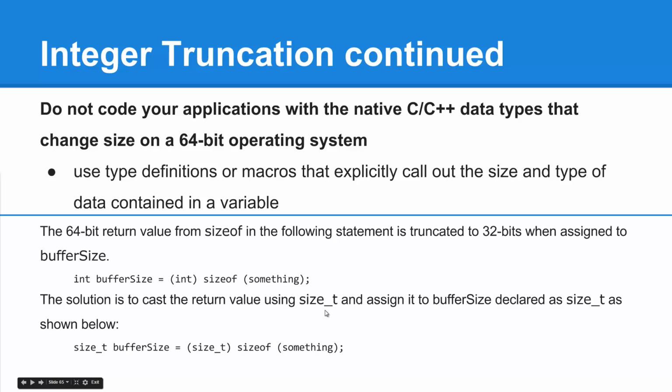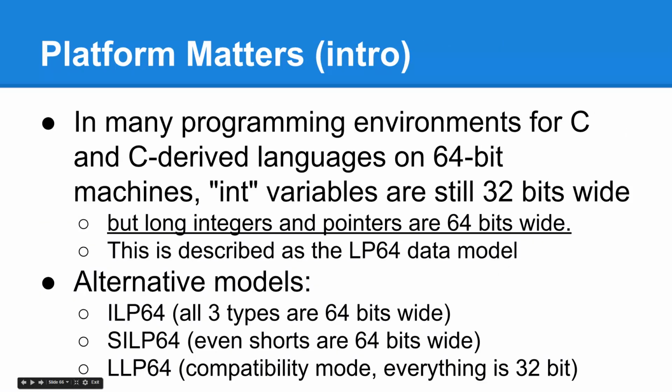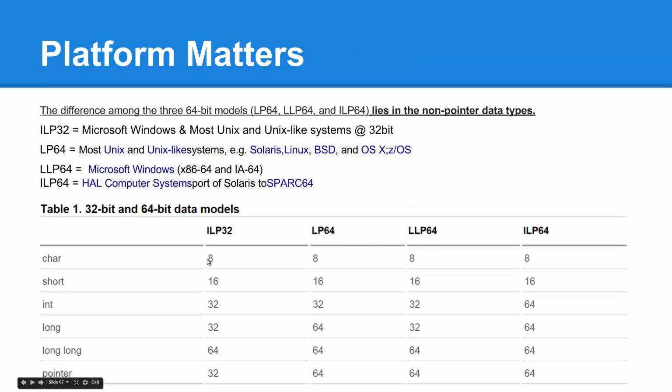The solution is to cast whatever it is as size_t, as that is a safe approach that is compatible on most platforms. To dive into the difference between platforms, there are four different models: the LP64, the ILP64, the SILP64, and the LLP64. I do not expect anyone to remember all this. Here is a better slide that breaks it all down.